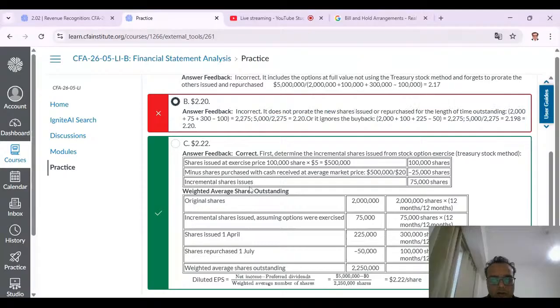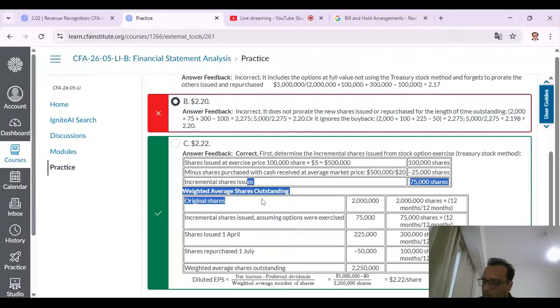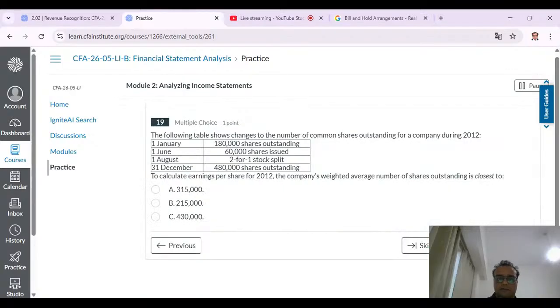Weighted average shares outstanding, 2 million for the full year, plus incremental shares issued assuming options were exercised, 75,000 for the full year, plus shares issued, 300k into 9 divided by 12, share repurchase into 6 months, minus 50,000 because 100,000 into 6 divided by 12, so it is 2.22 per share.